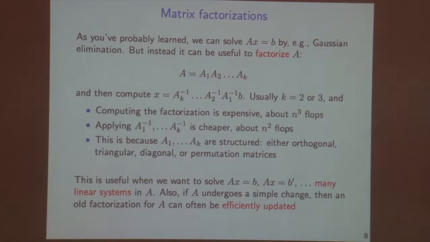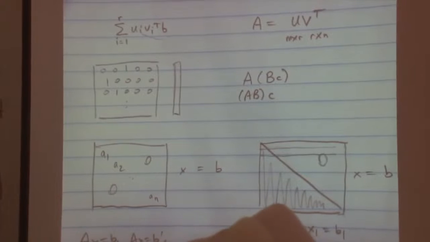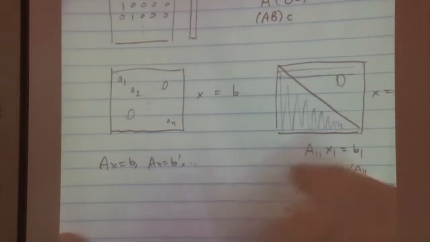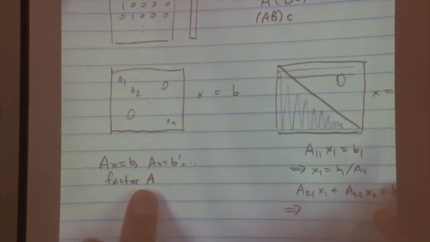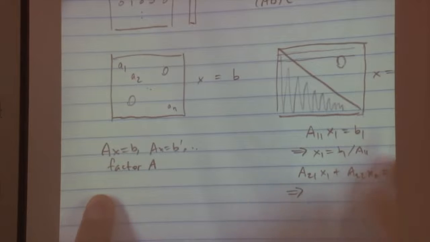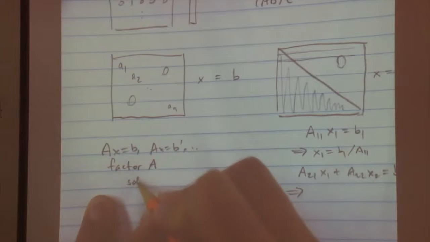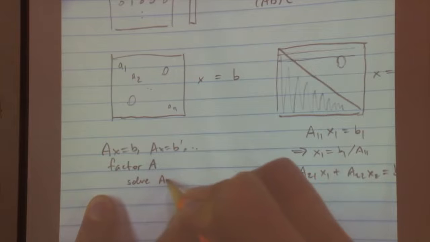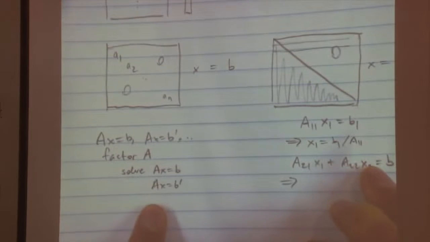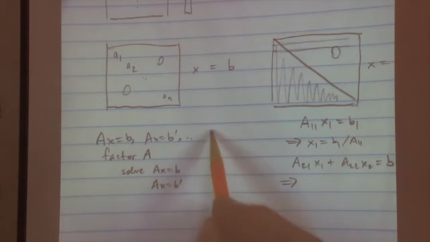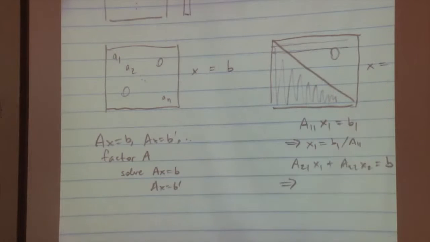So that means that, suppose we wanted to solve the problem Ax equals b and Ax equals b prime and so on and so forth, then we would just factor A once, which costs on the order of n cubed flops, and then we would use it to solve Ax equals b prime, etc. And each of these steps would then only take n squared computations. So if we had a lot of them, then this would be saving us a lot of computation time.